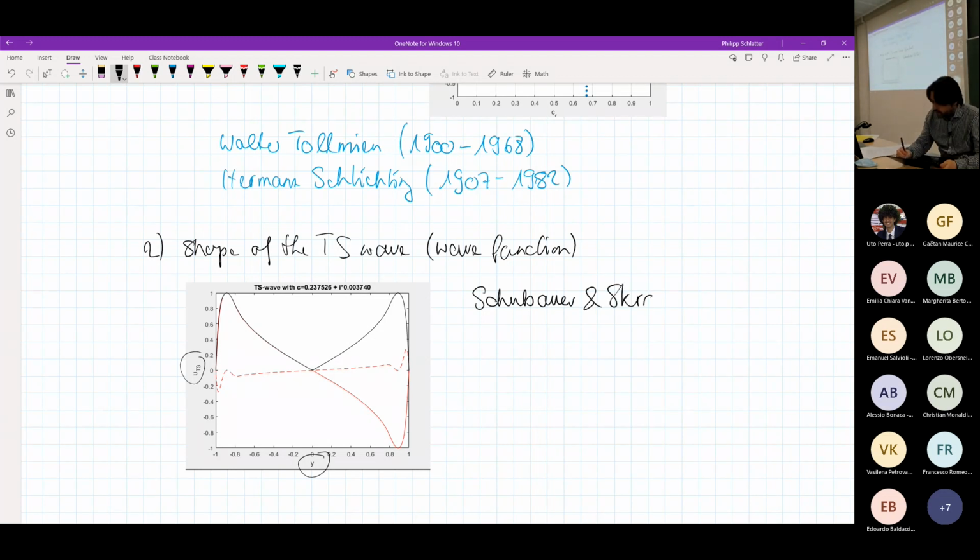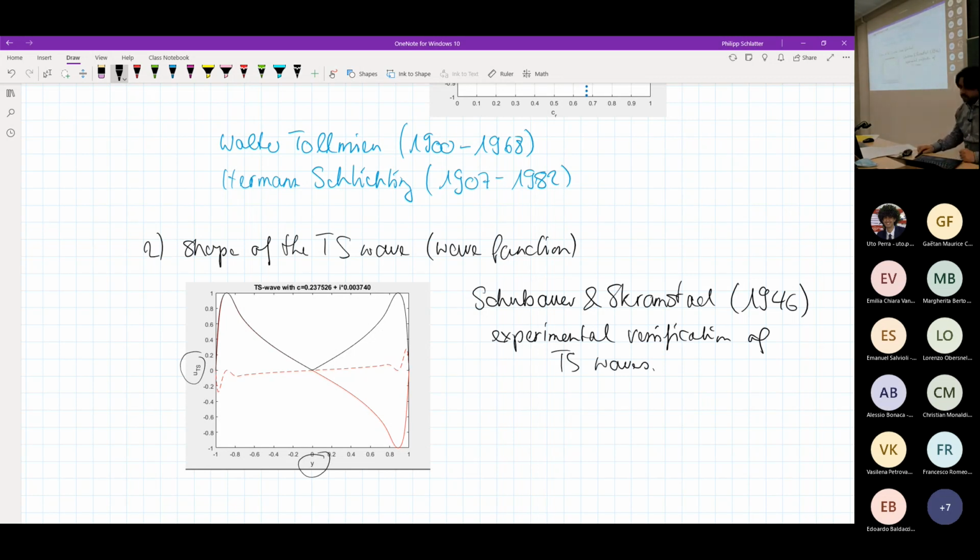and Skramstad. And this was published in 1946. So they did the first experimental verification of TS waves. And of course, nowadays, this is all very easy to detect in any lab.